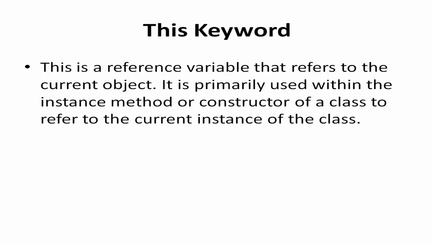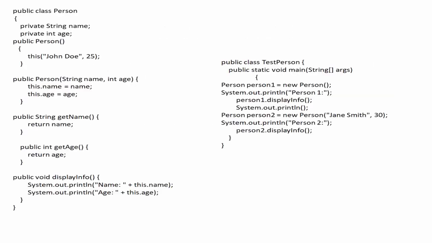This keyword. In the previous programs we have used this. So what is this? This is a reference variable that refers to the current object. It is primarily used within the instance method or constructor of a class to refer to the current instance of a class. So let us consider this example.